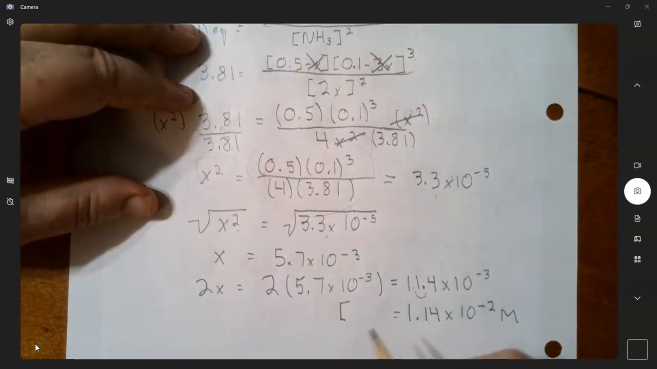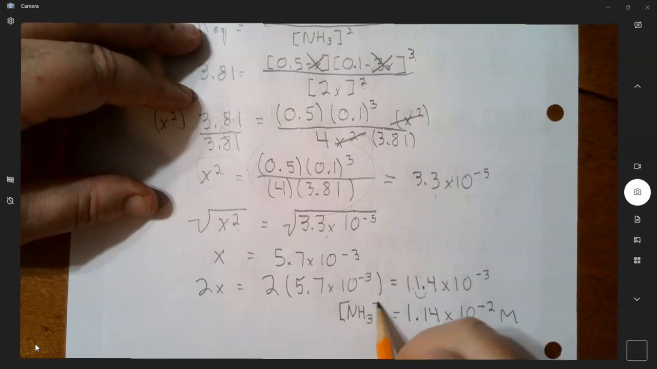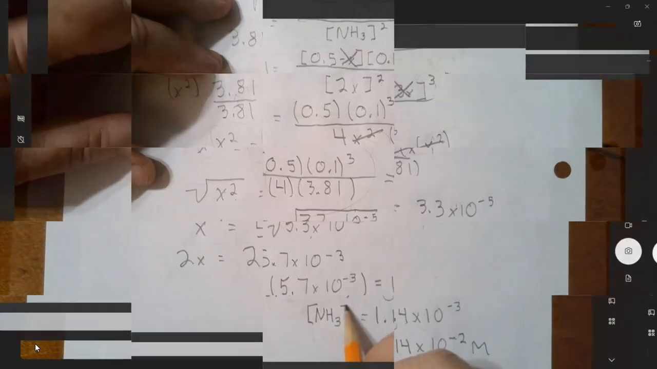Okay, there we go. And that's the concentration of NH3. Not of 2NH3, just of NH3. Okay, there's your final answer. Okay, good.